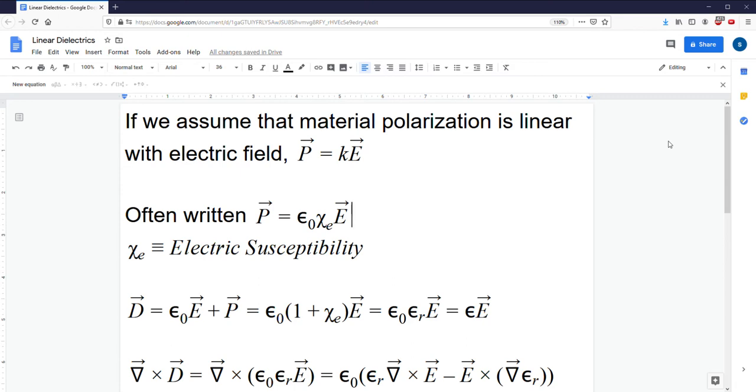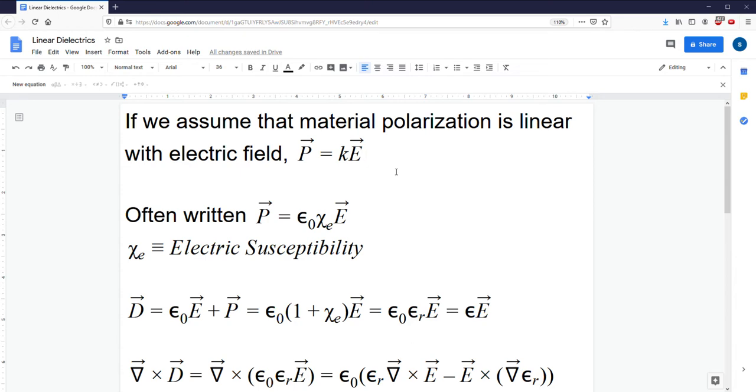Linear dielectrics. This is starting on page 185 of the text. So last week we talked about dipole moments, and we mentioned that this quantity right here, big P, is the dipole moment per unit volume.